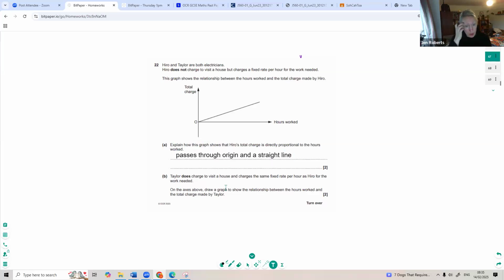Okay, Taylor does charge to visit a house and charges the same fixed rate per hour as Hero. So here you can see Hero's charge is 0 at 0 hours worked because he's not charging a visit fee, but because Taylor is, we need a parallel line, because he's charging the same rate, but we just need to move it up our grid somewhere. It's a parallel line, not through 0, so something like that would give you 2 marks.